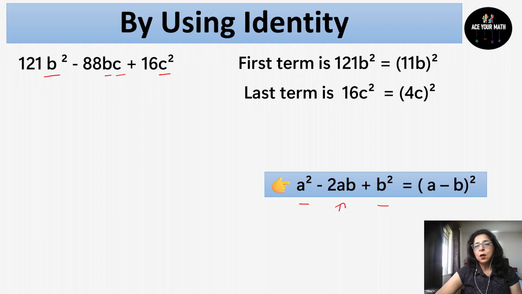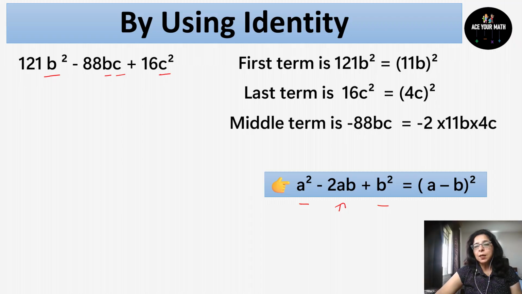Now the question is how to write the middle term in the minus 2ab form. See, it can be written as minus 2 and then the first term is 11b and the last term is 4c. So when you write it as minus 2 times 11b times 4c, if you open it, you will get minus 88bc only, which is the middle term. So this is clear, now we can use the given identity because you can convert this expression into the form a square minus 2ab plus b square.